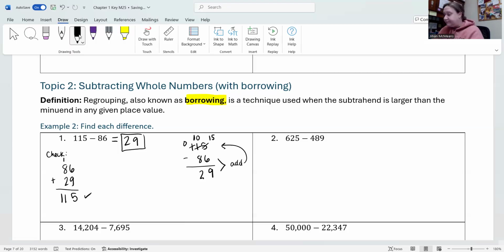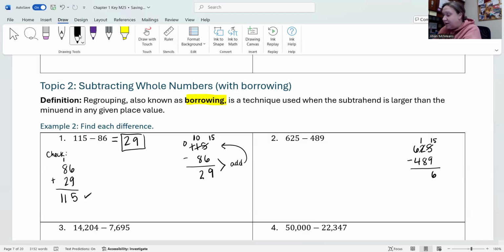Okay, so let's try it again. So for part two, we have 625. From that, we want to subtract 489. And right off the bat, we can't do the subtraction because 5 is less than 9, so we need to borrow. We go one digit to the left. That 2, we need to subtract 1 from it, so 2 becomes a 1. And then that 1 that we borrowed is really like a 10, so 10 plus 5 is 15. And now 15 minus 9 is something that I can do. So 15 minus 9 is 6.